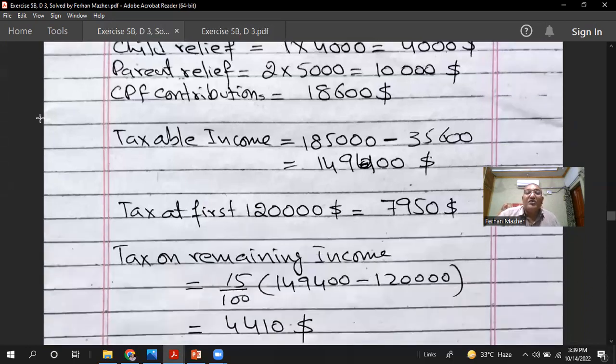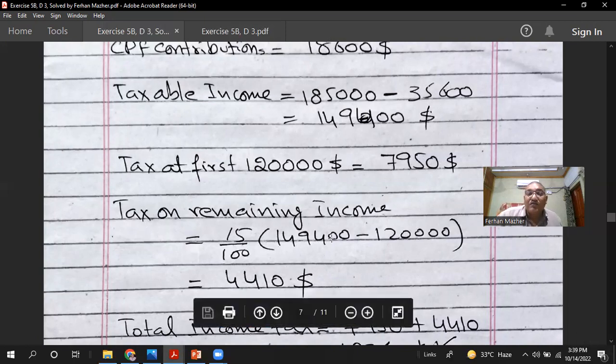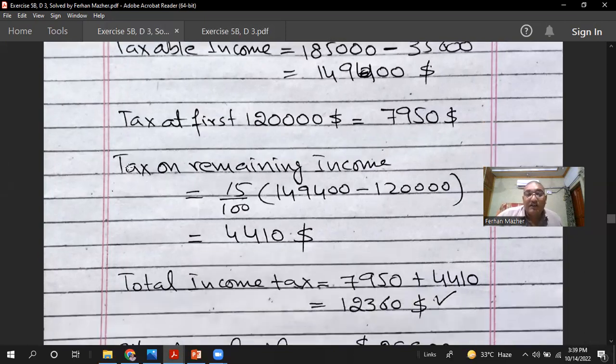Okay. So out of this, for the first $120,000, the tax is already given to us. That will be $7,950. So the tax on the remaining income will be 15%. And the remaining income is how much? 149,400 minus $120,000. So it will be 15 divided by 100, multiply that remaining income, and the final answer will be $4,410.